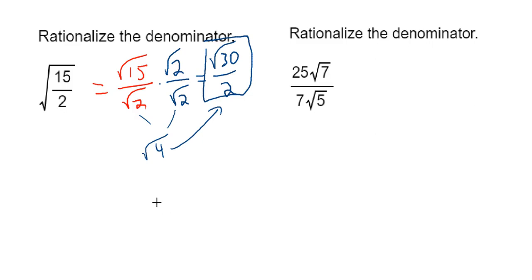And that's what we want to accomplish. We'll do the same thing for this example. We have 25 square root of 7 over 7 square root of 5. We're going to multiply to the denominator something to cancel out the square root. We don't really care about the 7, so we don't have to worry about what to multiply to the 7. It's not an issue for us. It's just the square root of 5 that's the issue. So all I need to do is multiply by another square root of 5. That will cancel out that square root of 5.